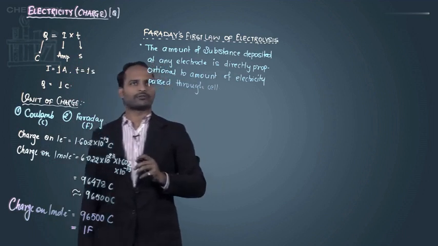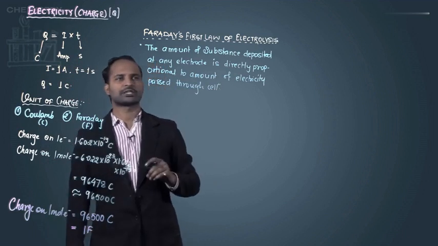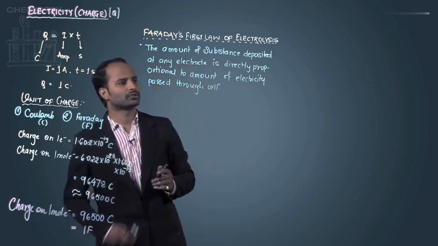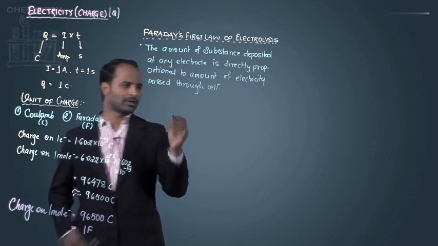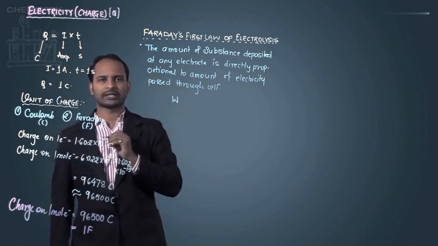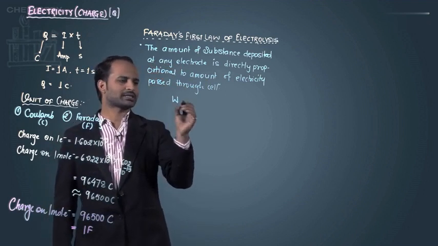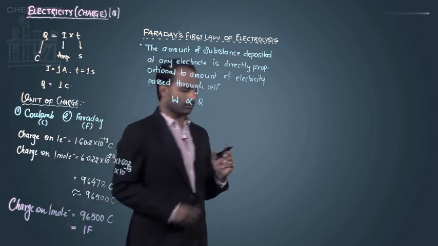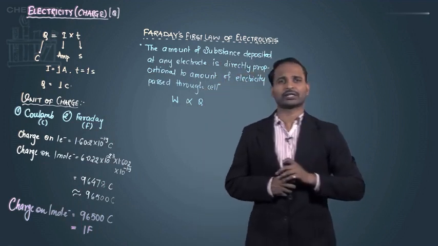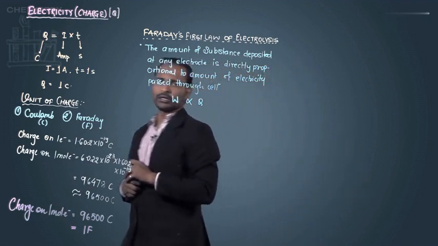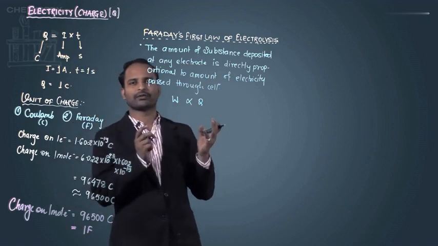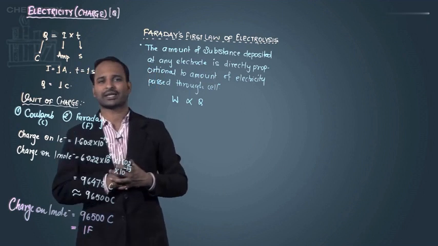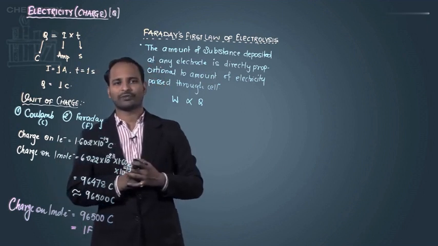So according to Faraday's first law of electrolysis, the amount of substance deposited at any electrode, that means either at anode or cathode, is directly proportional to the amount of electricity which is passed through it. So if the mass of the substance, let me represent it by W, is directly proportional to Q, where Q stands for the amount of electricity, or I can say the charge which is passed through the container. Now let us try to understand the meaning of this statement, why it is said that the amount of substance deposited is directly proportional to the amount of electricity.